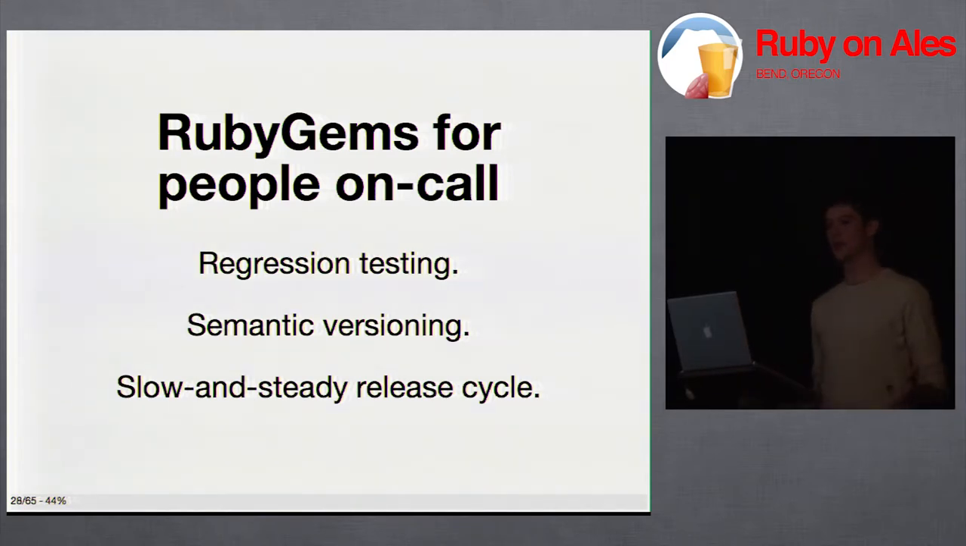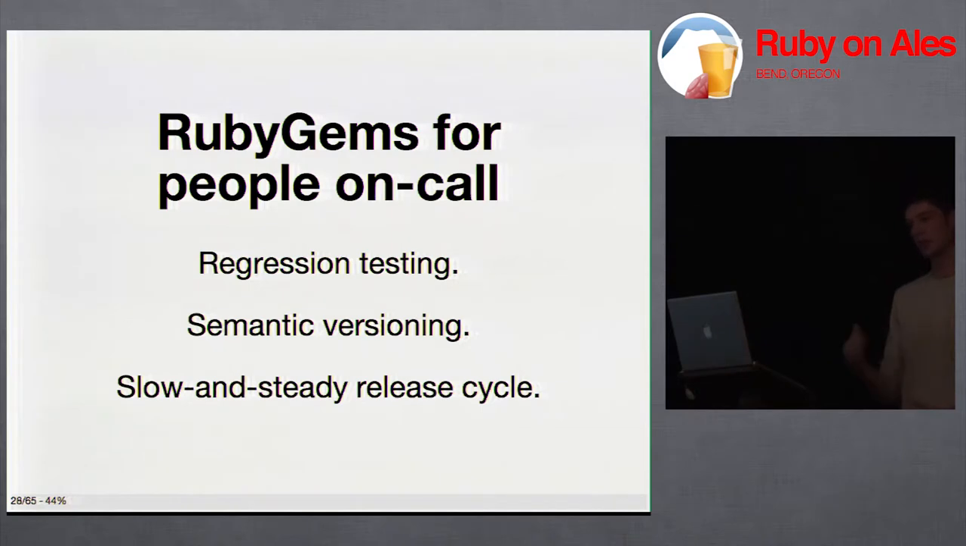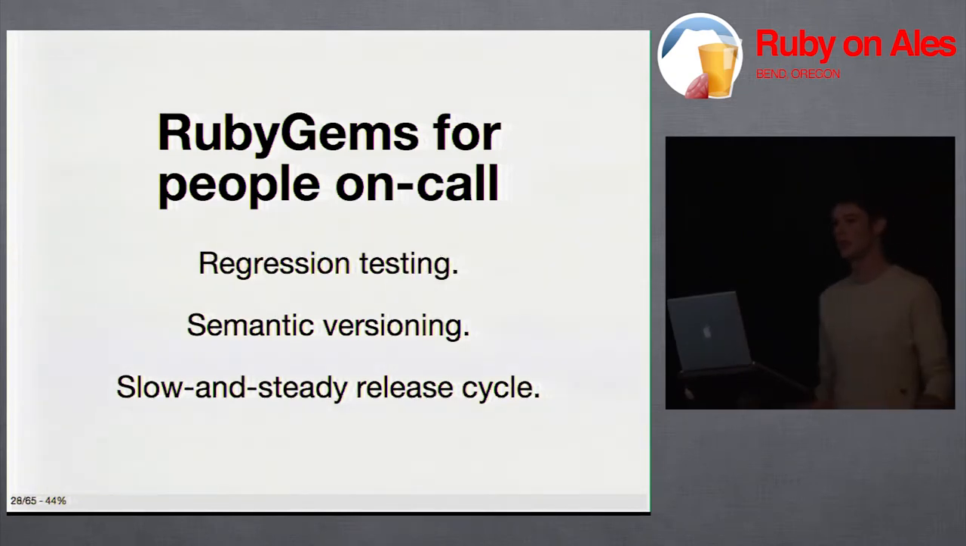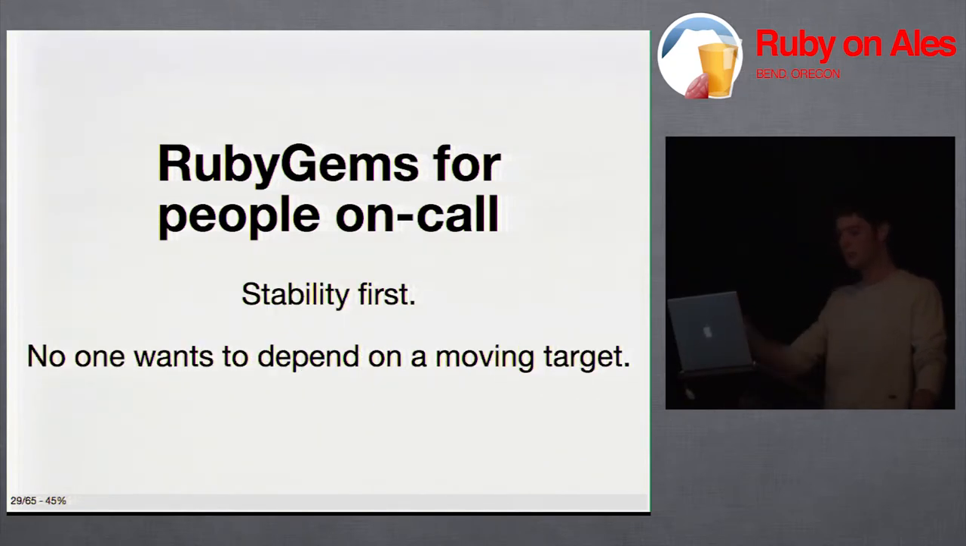Once I wrote the Flickr uploader and I found a bug in it, and the day of the release, we found this bug, fixed it, and released again, only to find out that evening we'd released an even worse crash level bug. So the slow and steady release cycle, along with healthy regression testing, is going to make your Ruby gems much easier to maintain and to make use of by people who are on call.